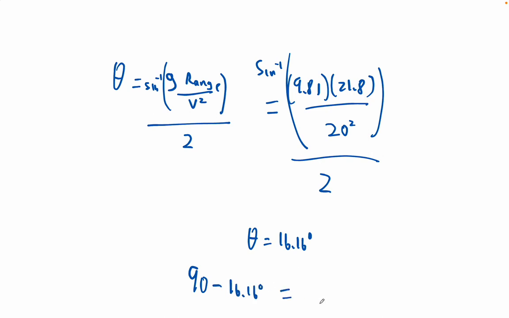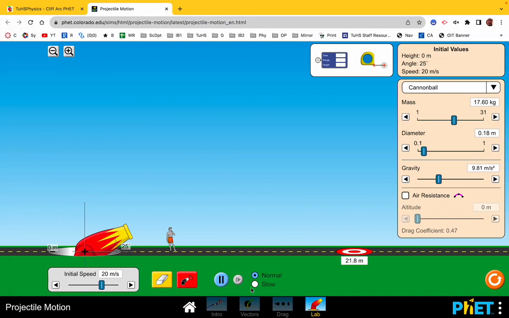So I'm just going to go 90 minus my answer. And I get 73.8 degrees, which is about 74 degrees. I don't think I can do a fraction of a degree, right? About 74 degrees, so let's try 74 degrees.